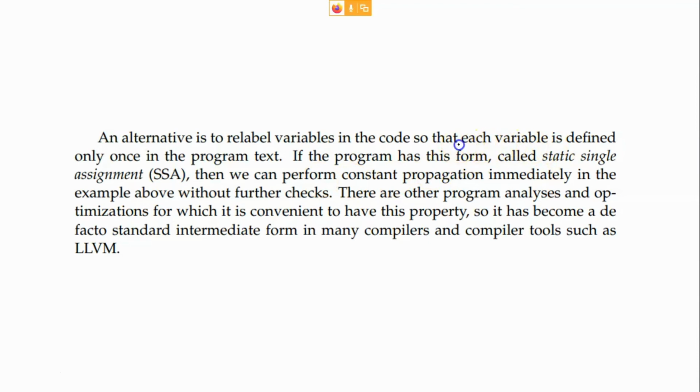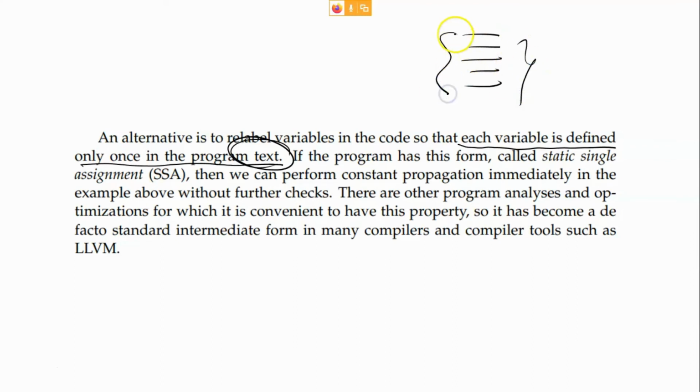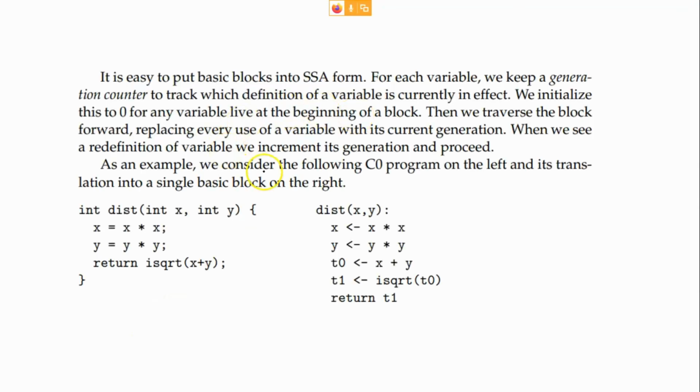So what is this SSA? In SSA, each variable is defined only once in the program text. On the program text, remember, this is the main important point. In this program text, your variable must be defined only once. Okay, this is the point. We will see some examples, don't worry.